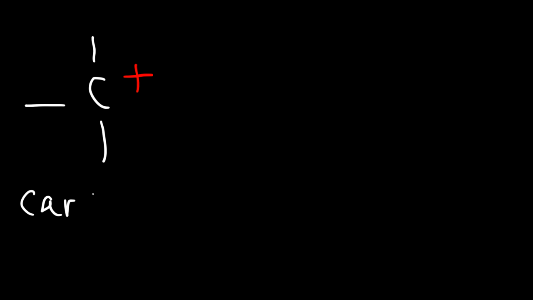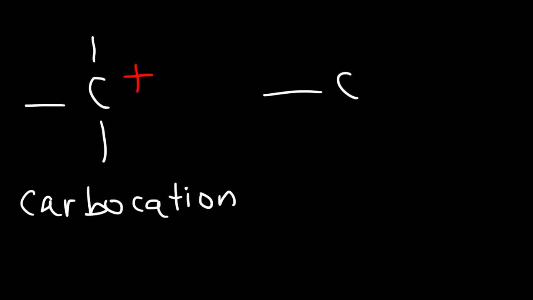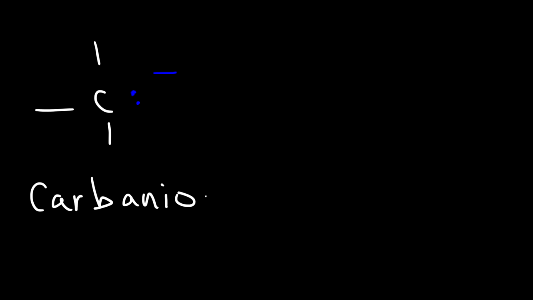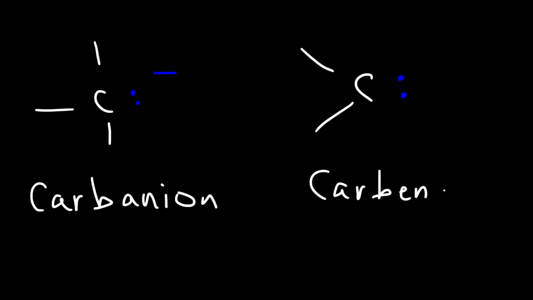So this is called a carbocation. And if you have, let's say, an odd number of electrons, this is known as a radical. And this is a carbanion. And this species is neutral, but if you see it, it's called a carbene. So I'm going to stop here.